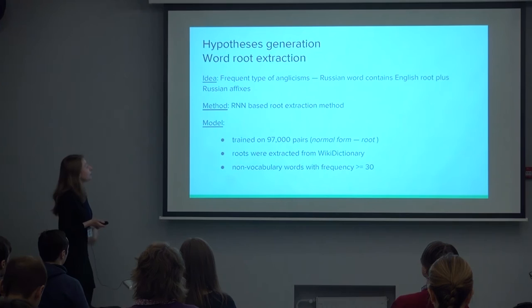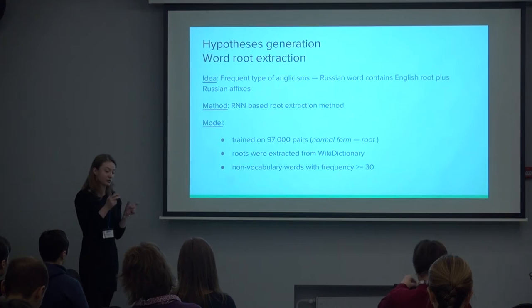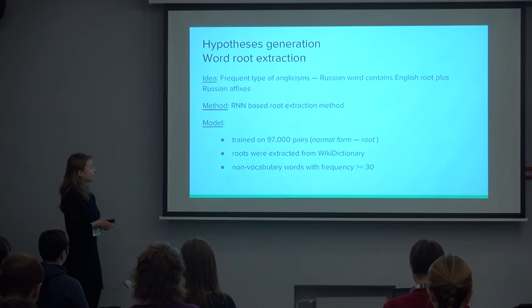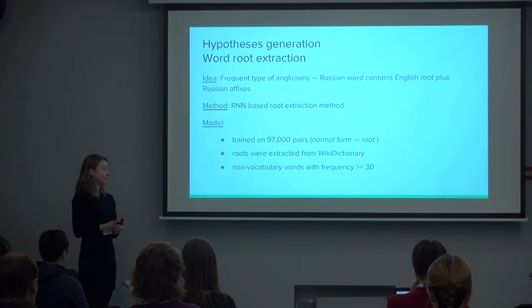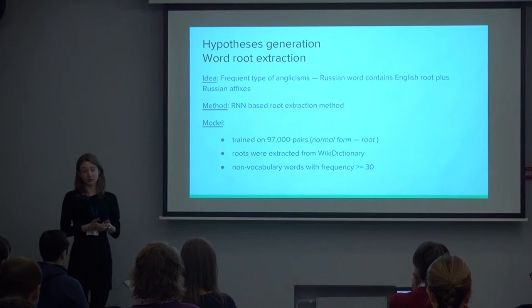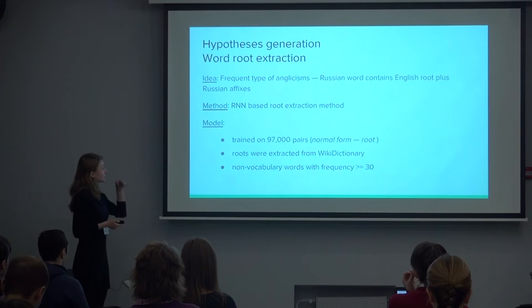But anglicisms are not just direct transliteration and transcription. A very frequent type of anglicism is one with a Russian or English root and some Russian affixes. For these cases, we made an LSTM-based root extractor that was trained on 97,000 pairs of normal forms and roots. Roots were extracted from Wiktionary. We used this method for non-vocabulary words of our corpus with frequency more than 30. By this method, we got one more set of hypotheses based on roots.